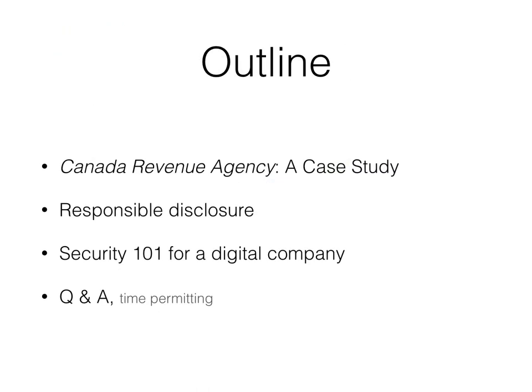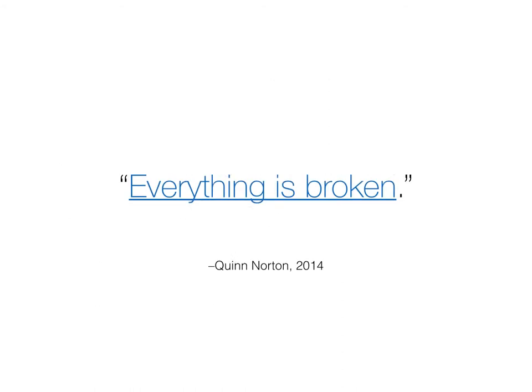Today, we're going to cover four things. I'm going to talk about the CRA and go into more detail of how I came across the Heartbleed vulnerability, what I think they should have done or shouldn't have done, what went wrong and why we got into that mess in the first place. Then responsible disclosure, a mechanism that could have saved the CRA's bacon a little bit sooner, to a lesser extent or completely. Then into the meat of the matter: the basic security things you can do at a digital company, be it one that's just starting up, one that wants to start investing in security now that it has gained traction, or a financial company. And then, of course, questions and answers, time permitting. So let's just pop the bubble right now.